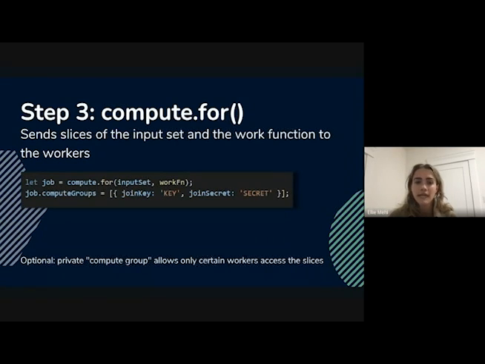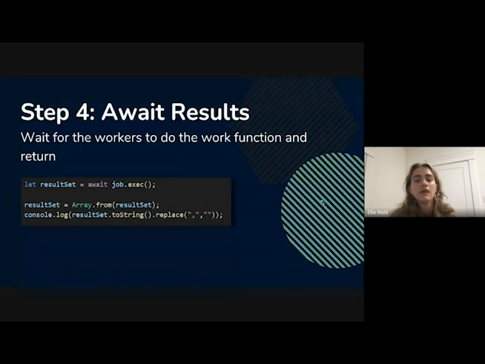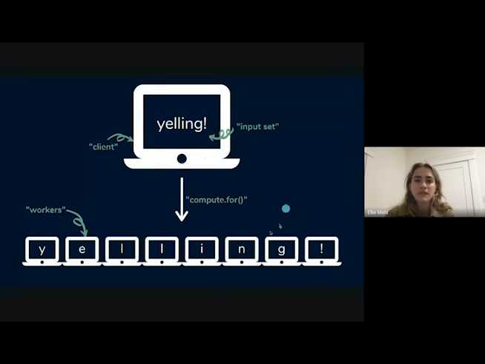And then in our case, because we want to use a compute group, we just add that one extra line there. And we give it our key, which will be Kathmandu, and we'll give it our join secret. That's not necessary. You can do it on the public scheduler, but today we're going to do it on the compute group. And then we await our results. So we just wait for the workers to do the work. It all gets sent out to different computers, your phone, anything that can do work, and it will come back to us.